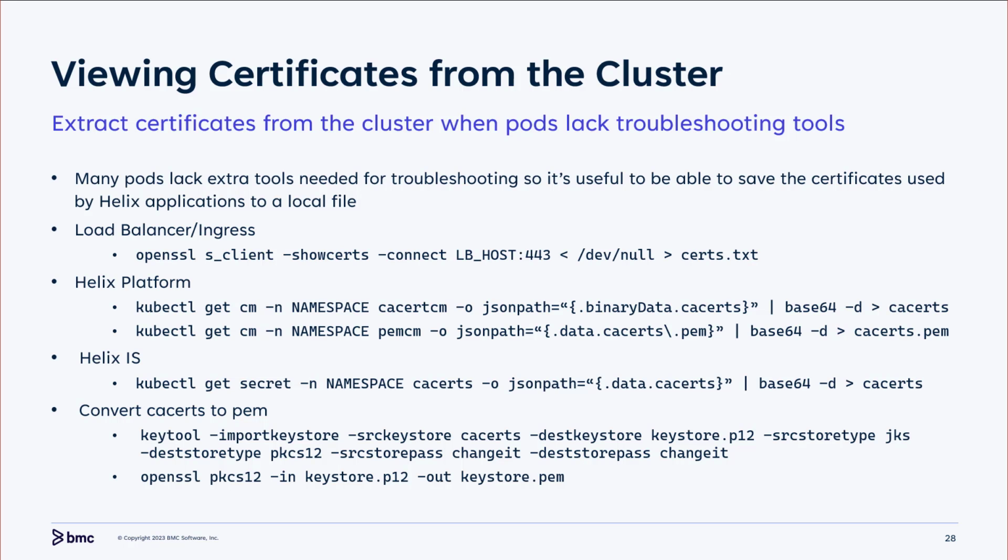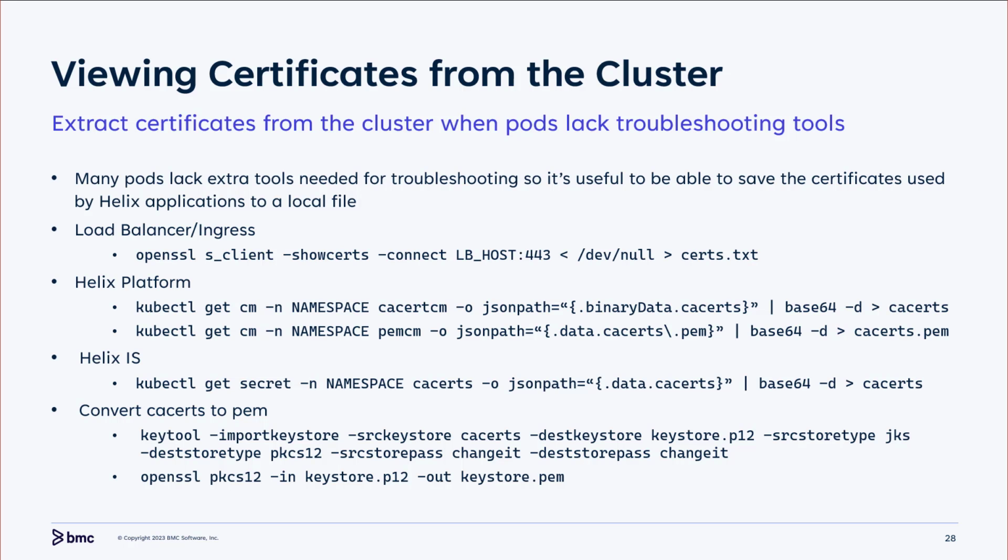So if you want to get them from your load balancer, you can use OpenSSL there to save them out to a file. You can get them from the Helix platform namespace, where they're saved as config maps, again, and save them. Both as the Java key store and the text version. On the IS side, it's a secret, so you can extract it there.